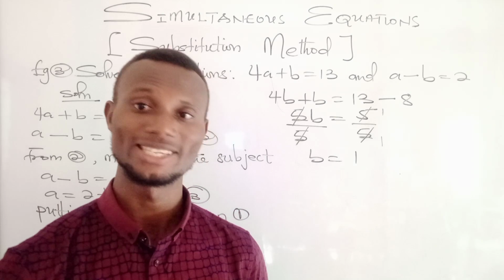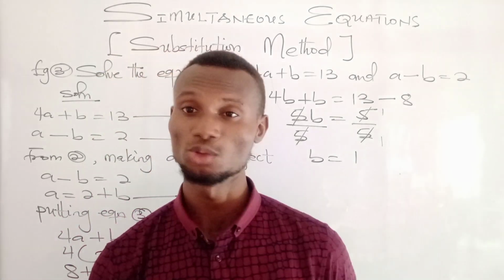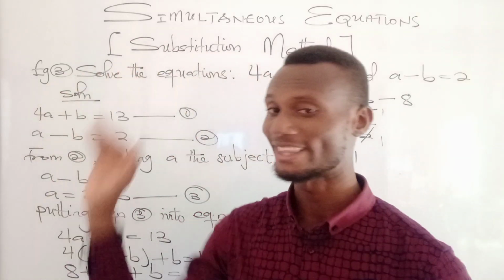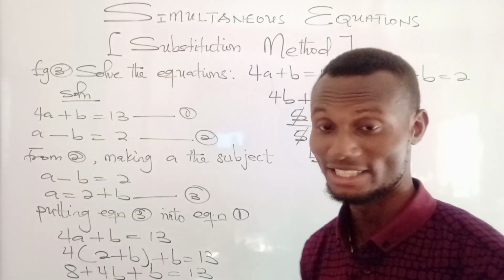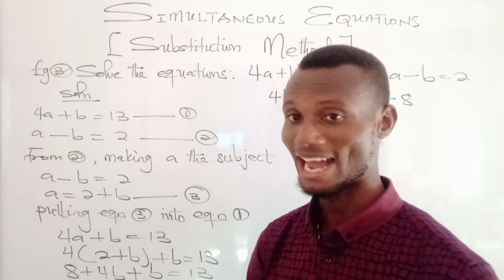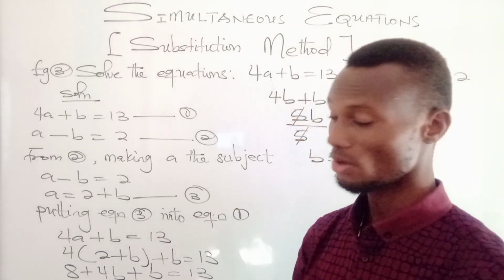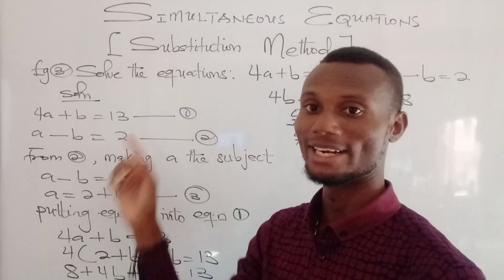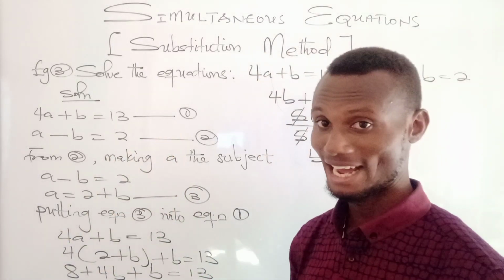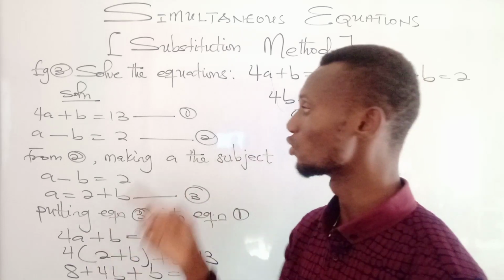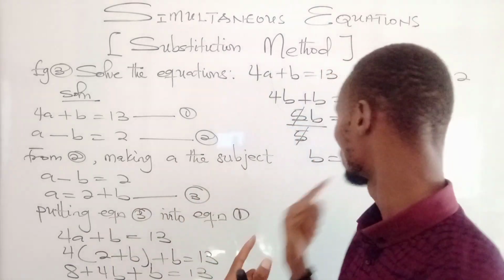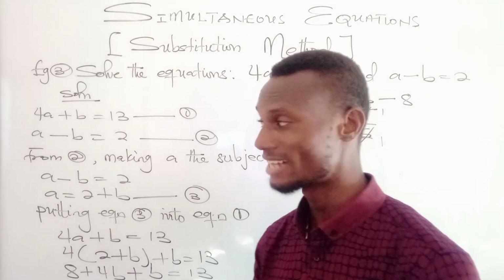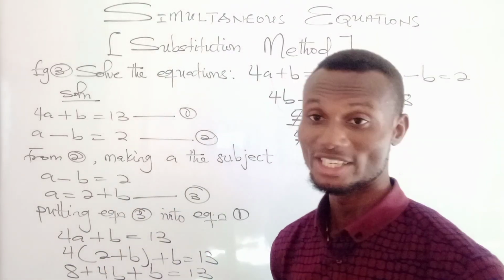Now, for us to get the value of a, we need to substitute the value of b, which is 1, into any of the 3 equations. Any of the 3 equations that you use, you get an answer for a. You can choose to substitute the value of b into equation 1 and you solve for your a. You can choose to substitute your value for b equals 1 into equation 2. That one will also work, you get an answer. Or you can choose to use equation 3.